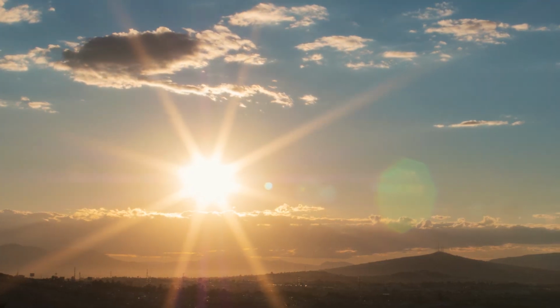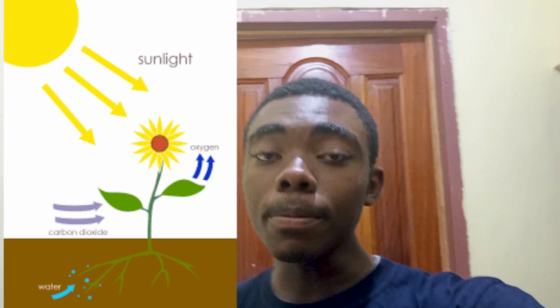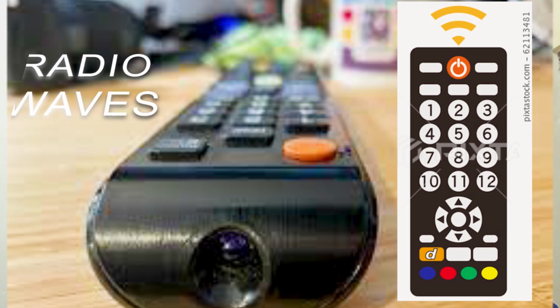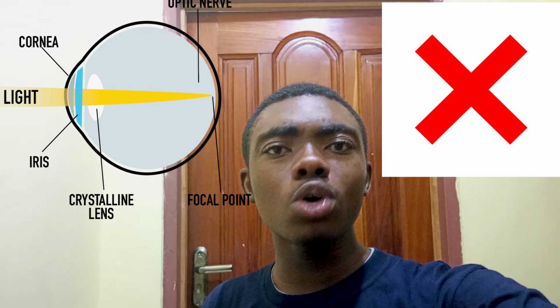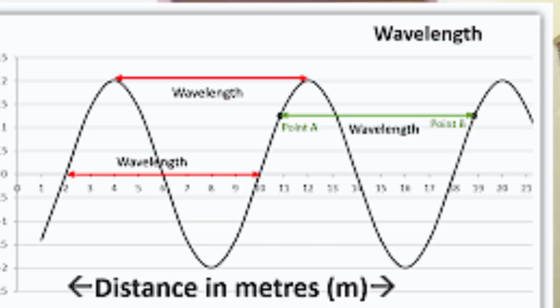The light from the sun is a visible electromagnetic wave which causes photosynthesis in plants. How we manipulate light is through these photoreceptors in our eyes, which enables us to see. However, TV remotes emit radio waves, which do not trigger our photoreceptors due to it having a wavelength billions of times longer than visible light.